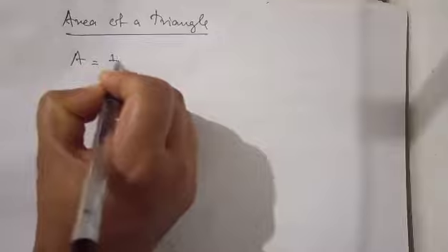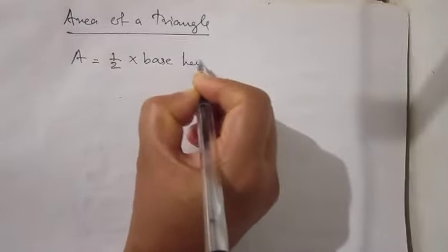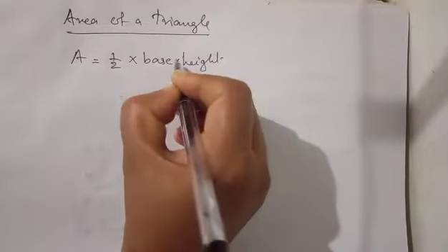Next, area of a triangle. Triangle, you know how to find the area. One equation is there: A is equal to half into base into height. Half into base into height.